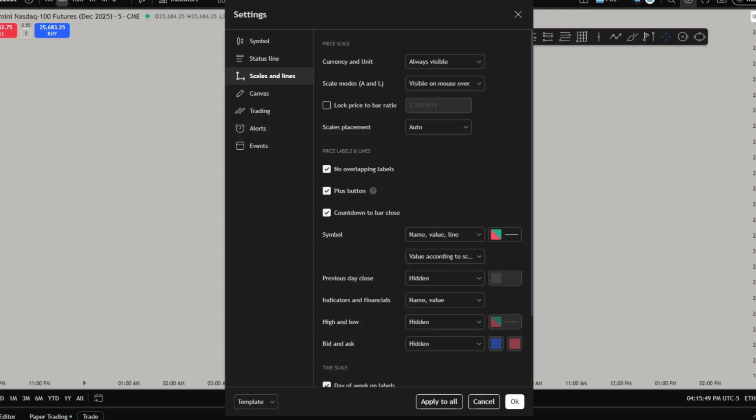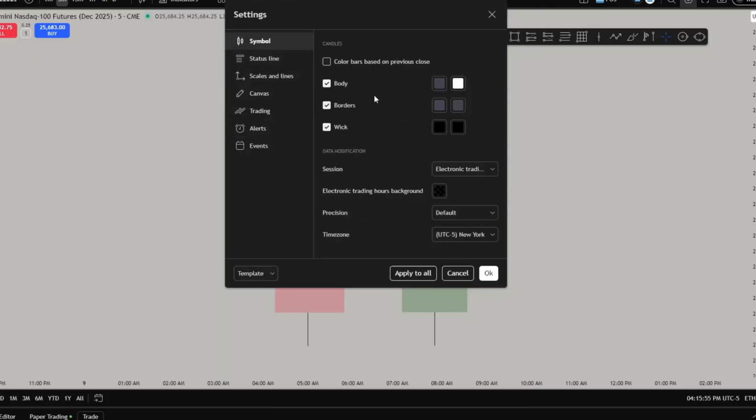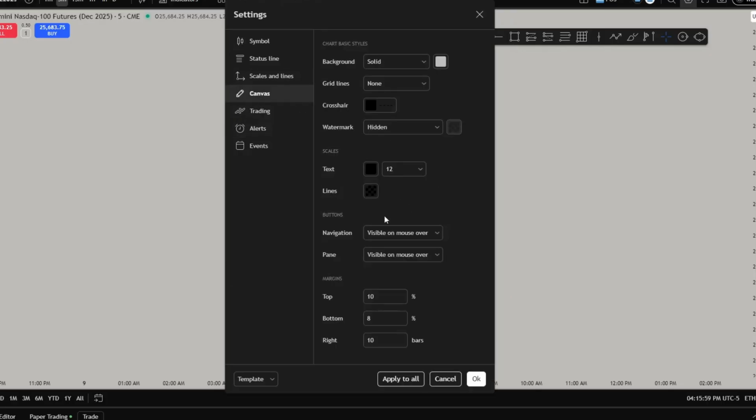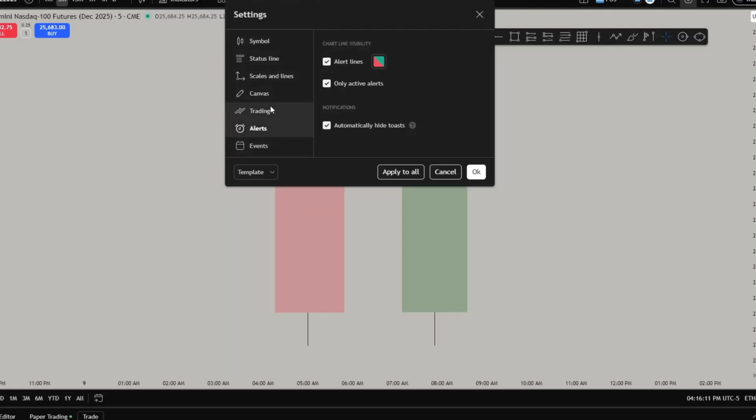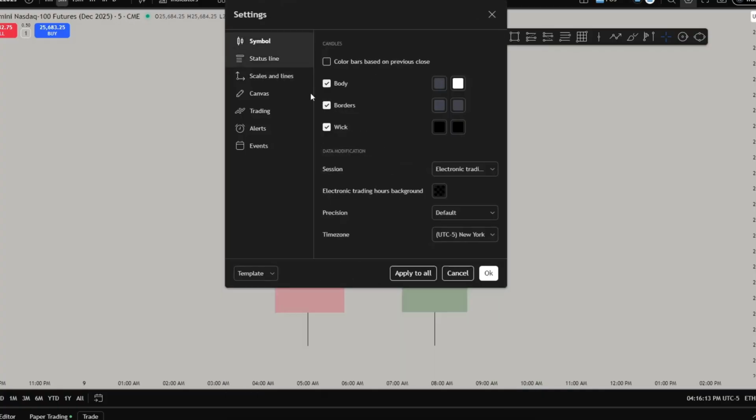Now, before we move forward, I forgot to mention that in the last video, there are settings where you can change your candlestick colors. You can also change your canvas, the background of your screen. So if you just come down here in this area, tap the settings, and from here you'll be able to see everything and change how you like your settings.